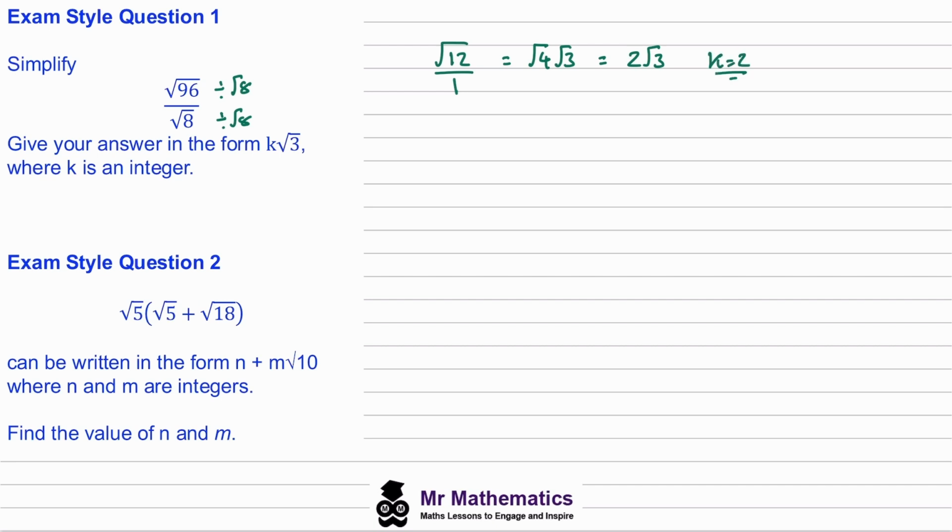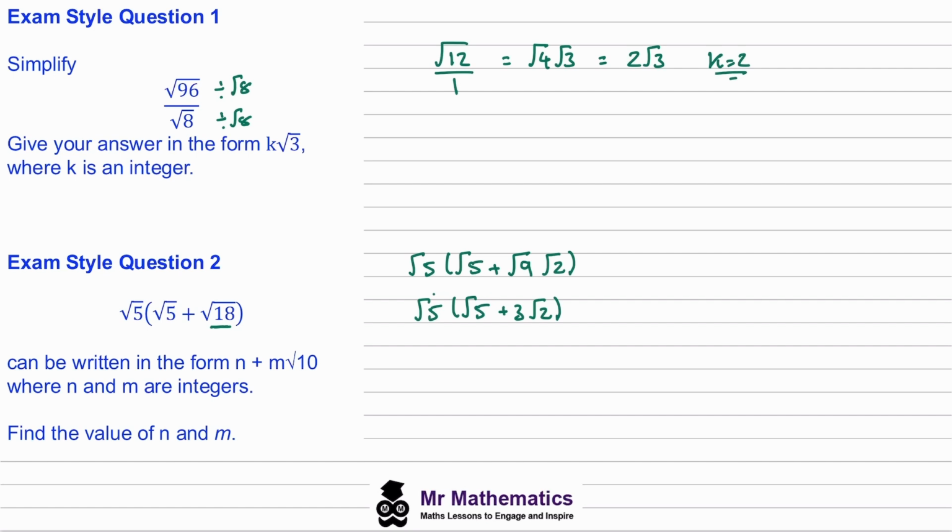And then for question 2, well, the first thing we can do is simplify the square root of 18. So we've got root 5, and then root 5 plus root 18, which can be simplified using the square root of 9 times the square root of 2. We know root 9 is 3, so we get plus 3 root 2.